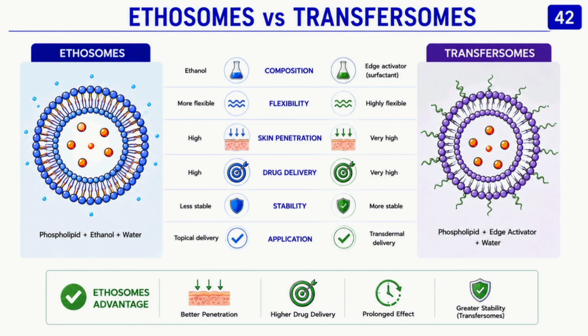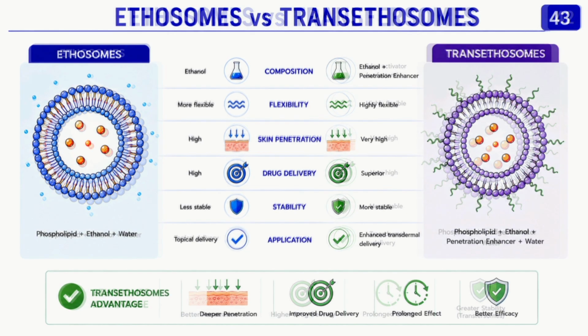So in transfersomes, edge activators drive the deformability. In ethosomes, ethanol drives the flexibility and the skin interactions. Both systems can enhance transdermal delivery, but their mechanisms and formulation composition are different. Okay, so that's the main difference.